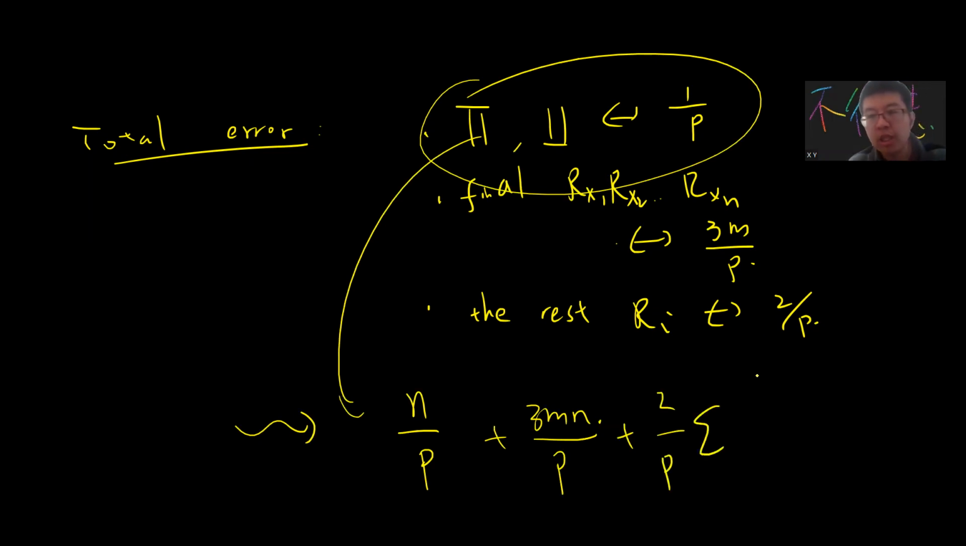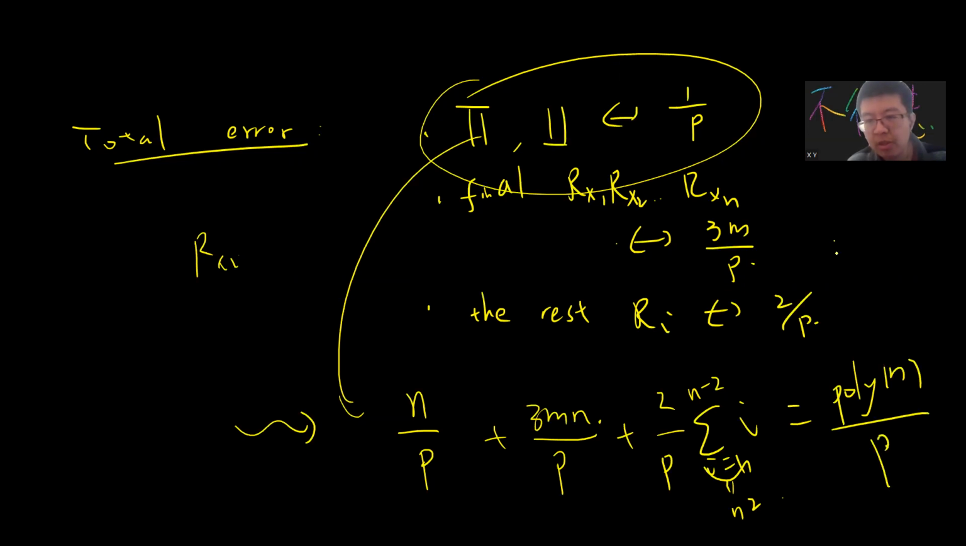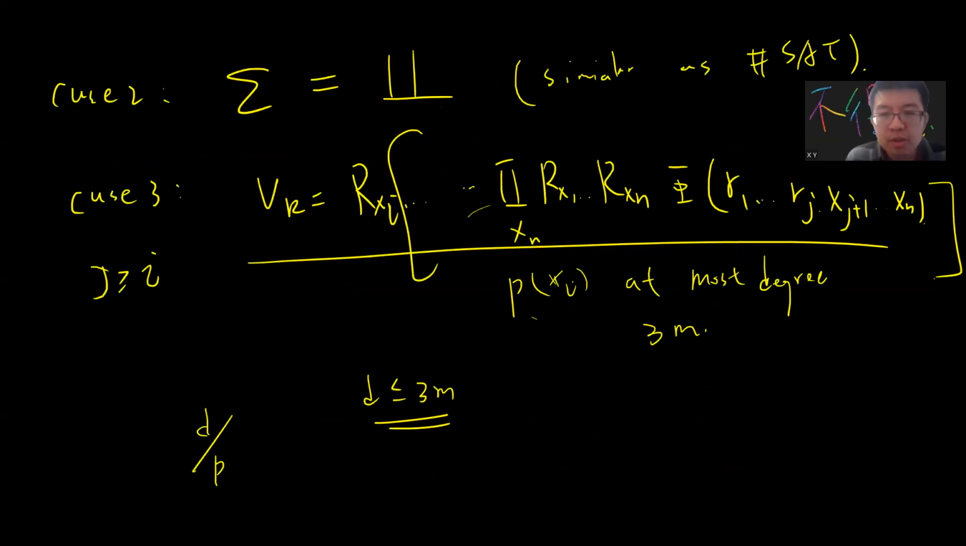And then in total you have what? N squared, right? You have i from 1 to n, because you have about n squared R Xi. But it doesn't matter, right? This is just poly n divided by p, where p is greater than 2 to the n. So you can make the total error very small if n is large enough.